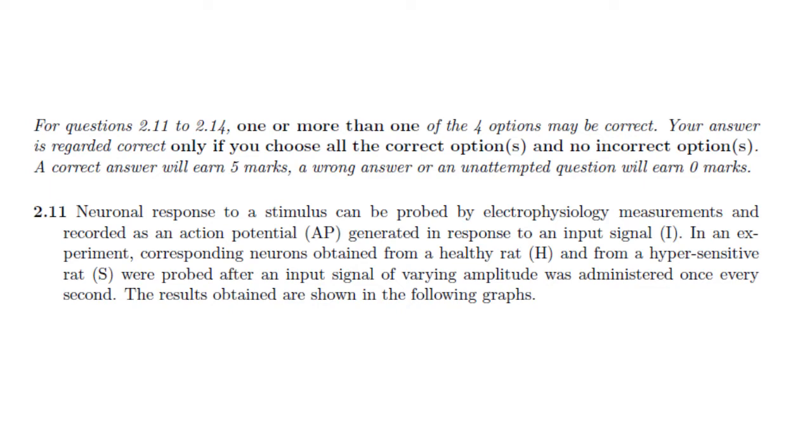Coming to the first question. Neuronal response to stimulus can be probed by electrophysiology measurements and recorded as an action potential generated in response to an input signal. If in an experiment corresponding neurons obtained from a healthy rat and from a hypersensitive rat were probed after an input signal of varying amplitude was administered once every second, the results obtained are shown in the following graphs.